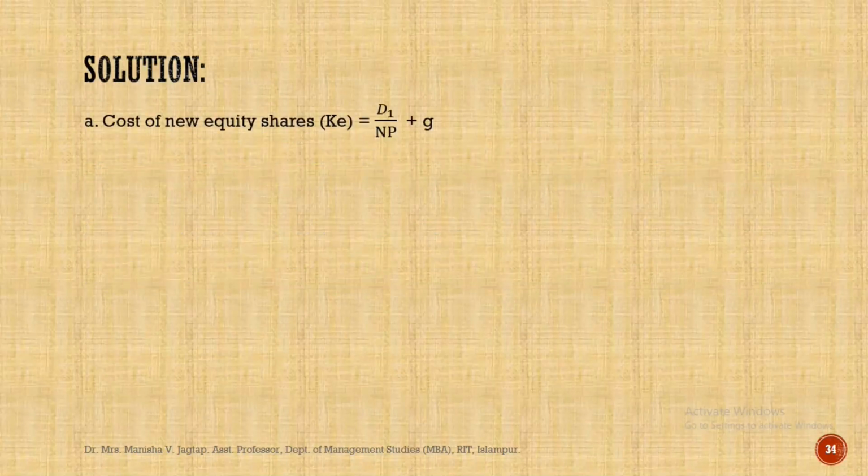First, I have written here the formula for calculating cost of new equity shares and putting all the figures given in the example, you will get this particular solution: 1 divided by (10 minus 0.50) plus 0.05. That is the growth rate given.